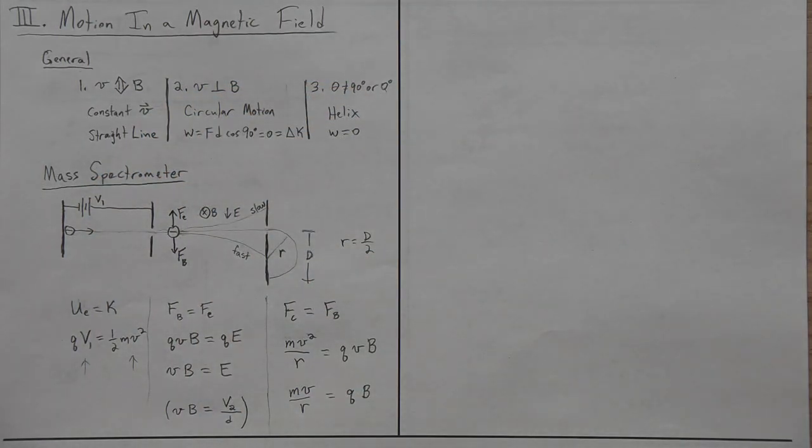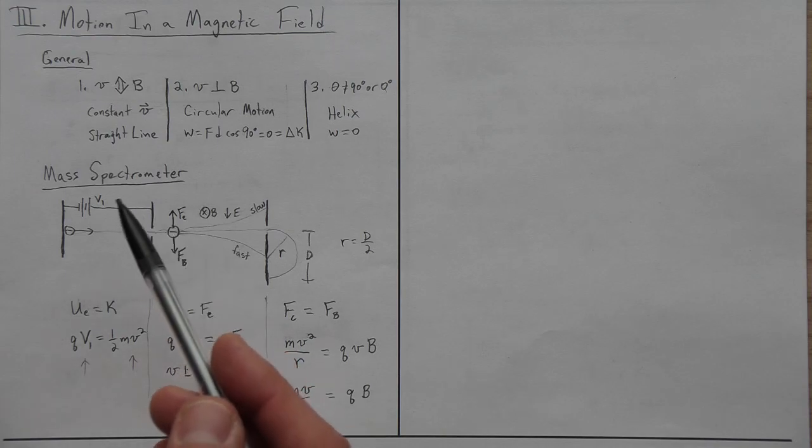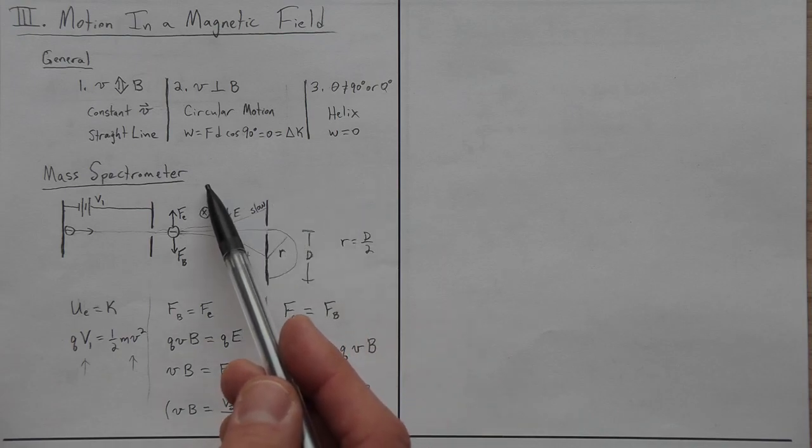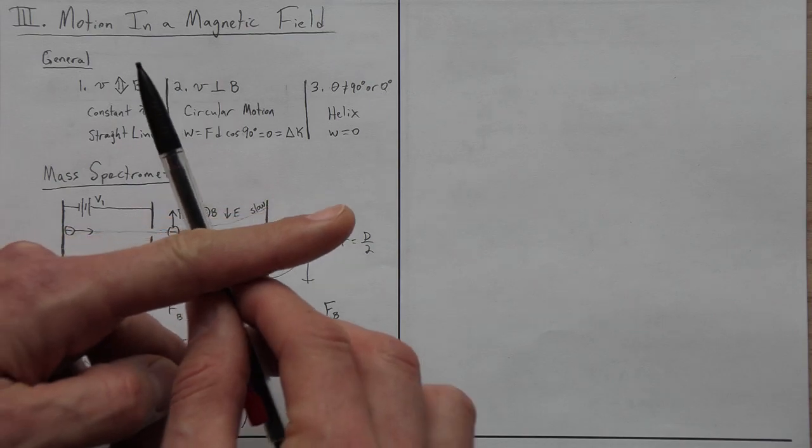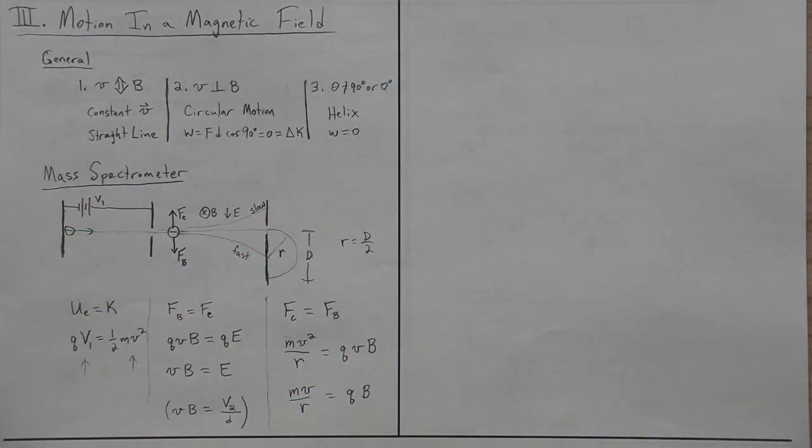Okay. If the velocity and magnetic field are perpendicular to each other, then what results is circular motion. Because the velocity, magnetic field, and so the force is always perpendicular to velocity. Velocity this way, force that way, and then it causes a circular path.